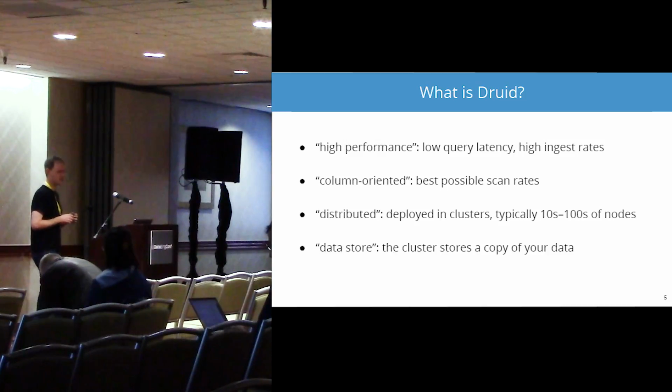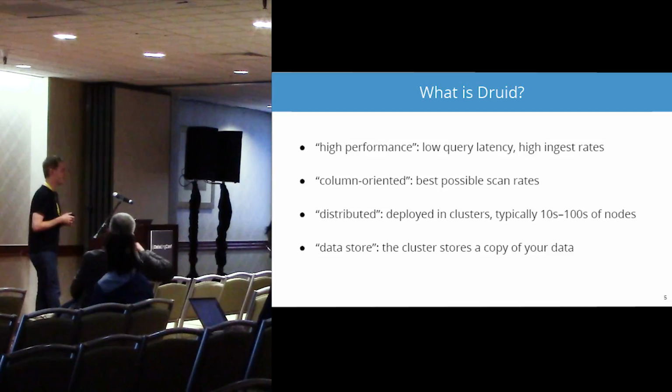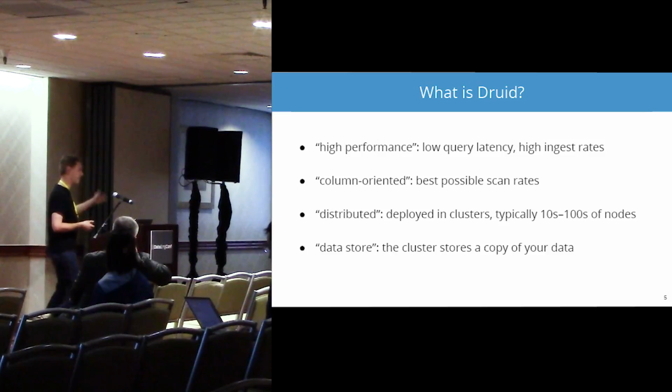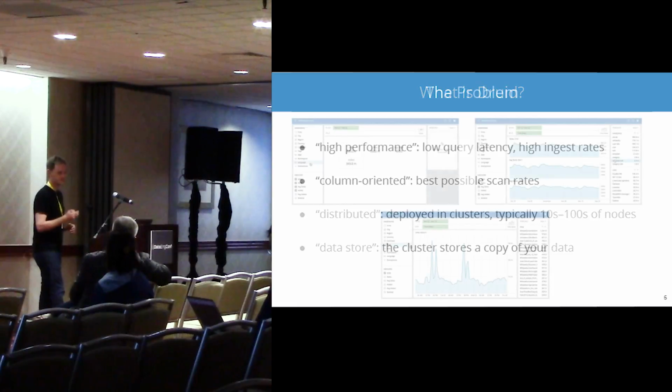Distributed, we're typically deployed in clusters. The normal Druid cluster size is tens to hundreds of nodes. The biggest clusters are pushing 1,000 nodes. And then data store. It stores a copy of your data. It doesn't query data somewhere else. It loads a copy of your data into itself and then queries it.